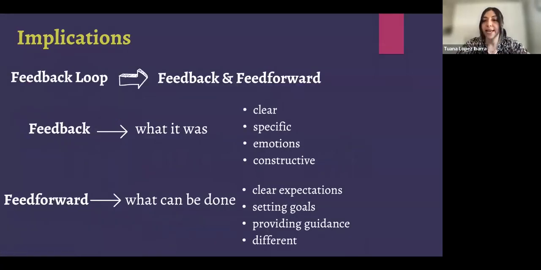And of course, there are some implications that we can draw. Providing a feedback loop, both feedback and feed forward together, can have a positive impact for young learners in terms of their writing skills, writing abilities. So when we think about feedback, it's about what it was. When we give feedback, we focus on the past, like what they did on their work. So when we are providing this feedback about what it was, we should be clear. There are some factors that we should keep in mind: we can be clear and specific, specifically directly to the point.